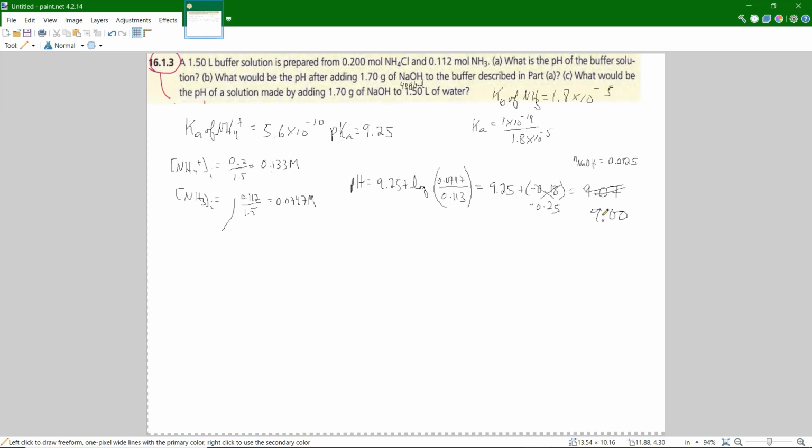0.112 divided by 1.5. Okay, start again. Base 0.112 divided by 1.5, and all that divided by 0.2 divided by 1.5.